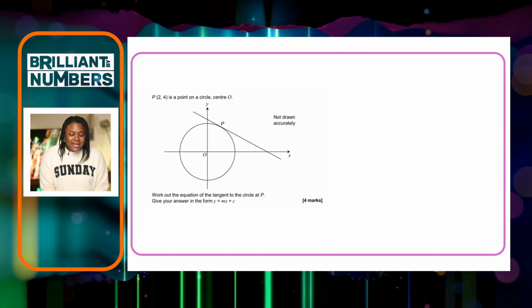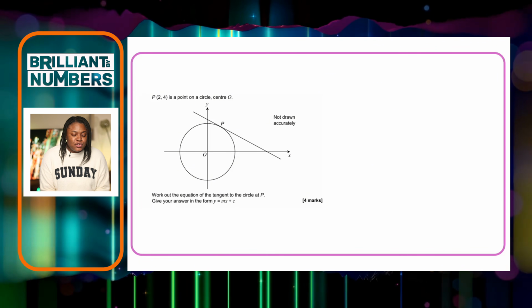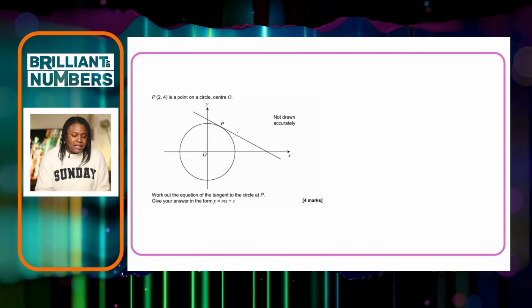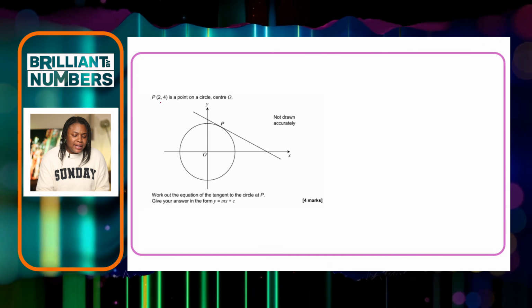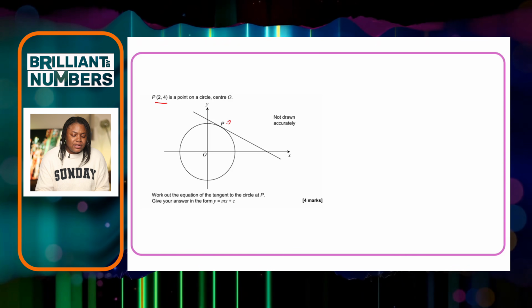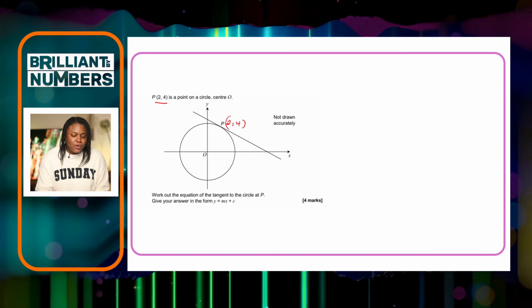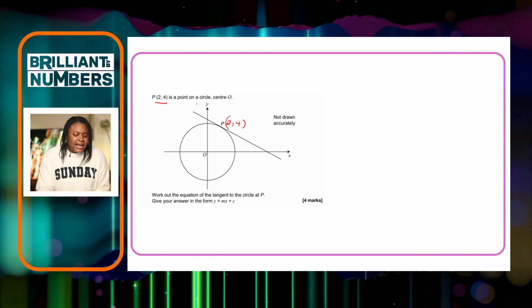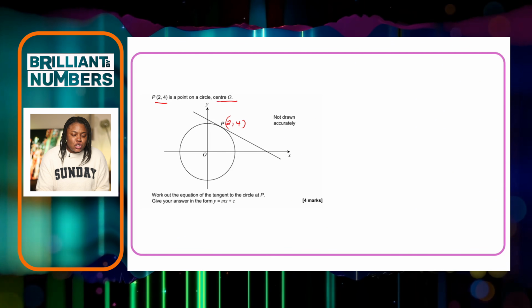Absolutely fantastic. So now we move on to a very famous topic on paper 1. It is the equation of the tangent of a circle. Beautiful. So let's read the question. P is the coordinate 2, 4 that we can put in straight away. So 2, 4, let's put that here. Coordinate P is a point on a circle with center O.